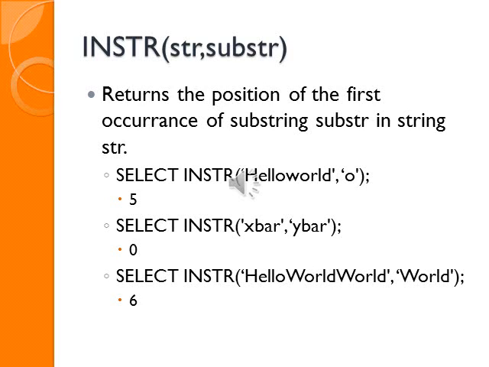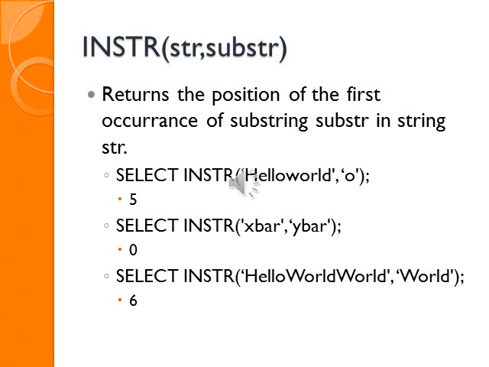So, example: select instr, hello world, comma O. In this there are two O's, but the output you can see is 5, because this function will return the first occurrence of the substring. Here it is a single character, that is O. It is at the 5th position. That's why it is giving you 5 as the output.